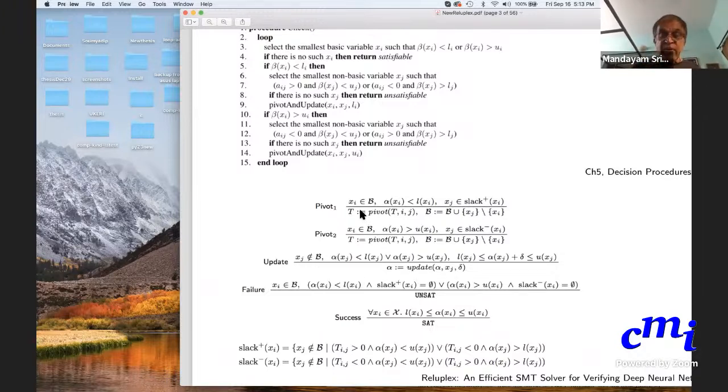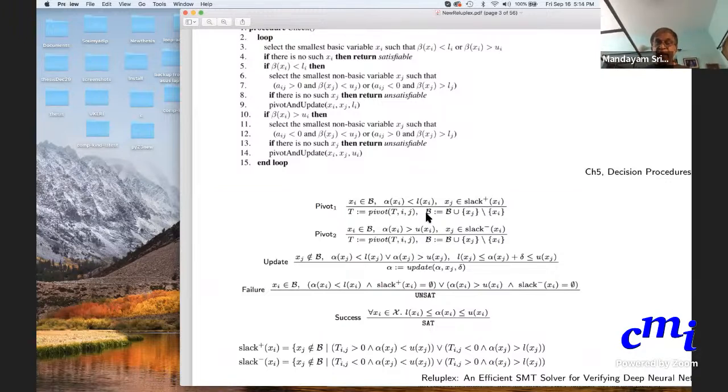Okay, let me start with the pivot operation. So you do a pivot when a basic variable violates its upper or lower bound. So that can happen. It has a bounds violation. So a variable has to be in the basic set, and either it is less than the lower bound or greater than the upper bound. Then you pivot it with a non-basic variable.